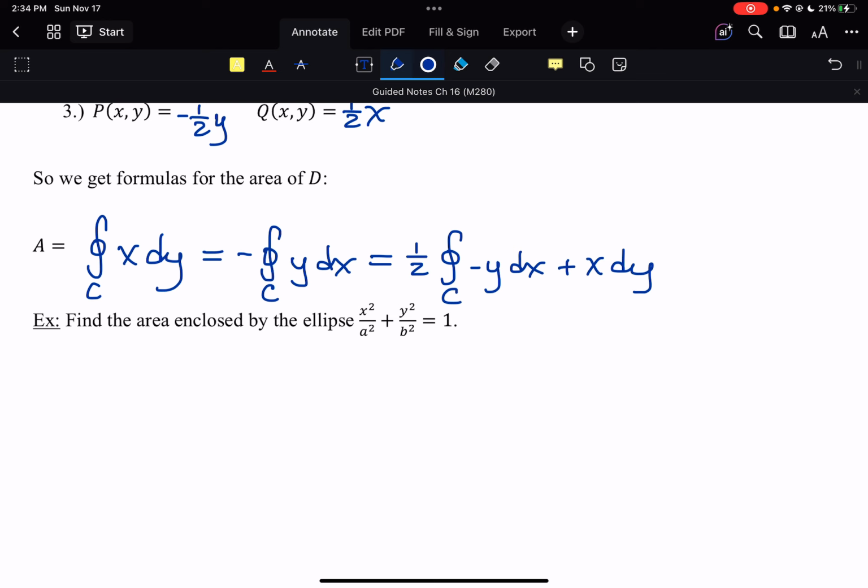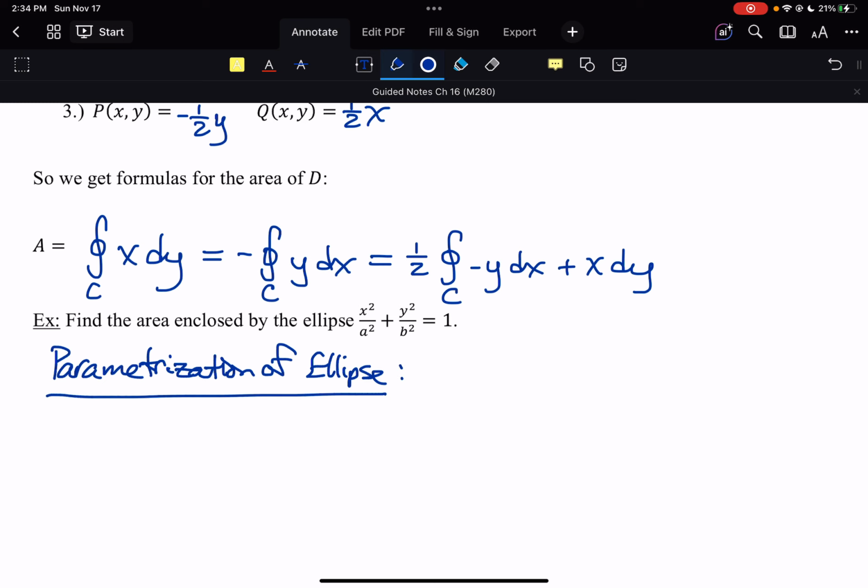So first things first, we would need to parameterize the ellipse. So we'll get the parameterization of the ellipse. So we're going to have x. We have a and b as the two kind of radius values here. So x is a cosine of t. Y is b sine of t. And t is going to go from 0 to 2 pi. So these are parametric equations for the ellipse.